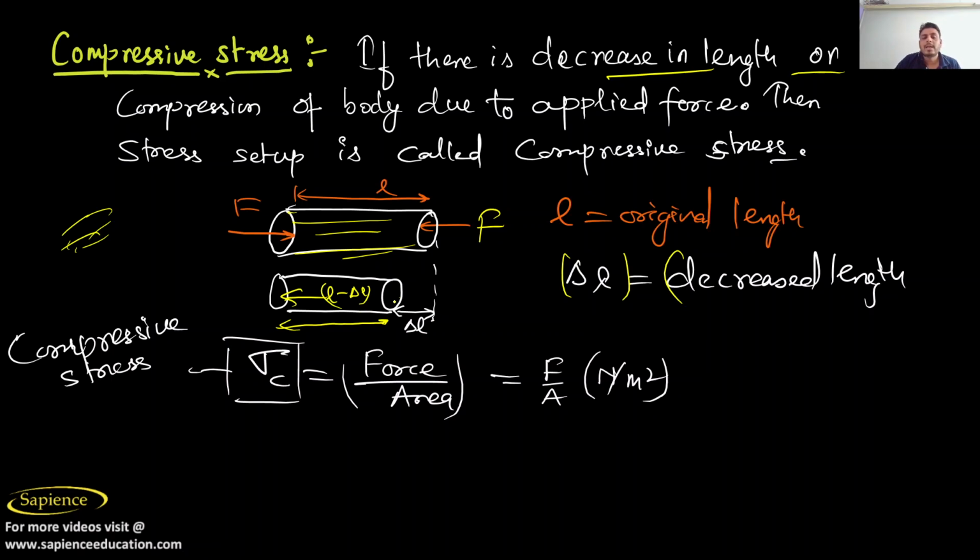Final length is your L minus del L. This is the basic difference. So you can see here, the symbol of stress is this. If you want to find tensile stress, use this term, tensile subscript. If you want compressive stress, you can use this C. The formula will be the same, and the unit will be Newton per meter square.